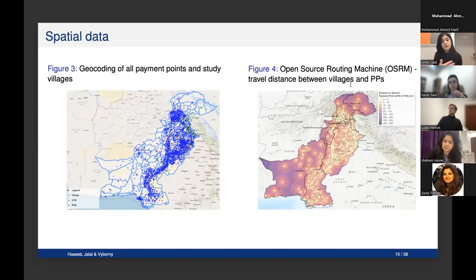But in general, even if you use linear distances, it doesn't really make a difference. And the reason we use OSRM over Google Maps, I think, is just because it was expensive to use Google Maps beyond a certain point, but we compared and the results are very similar. The coverage is very similar regardless of what source you use.